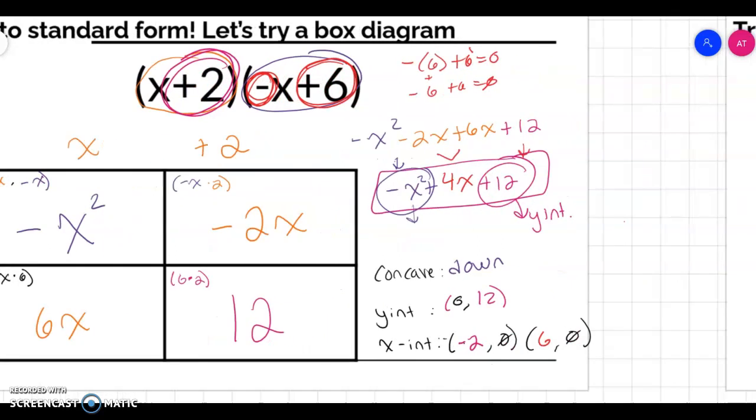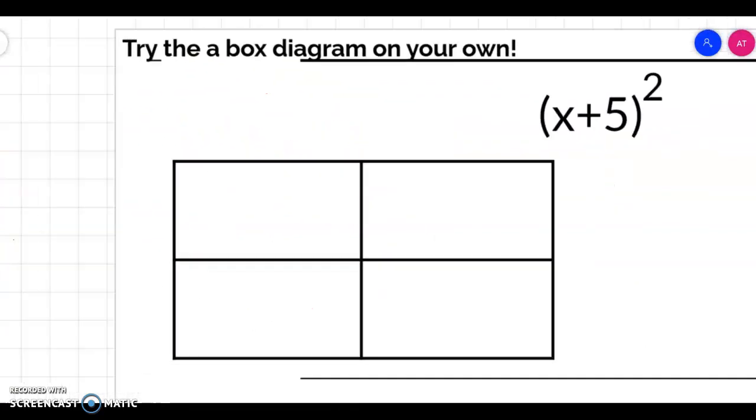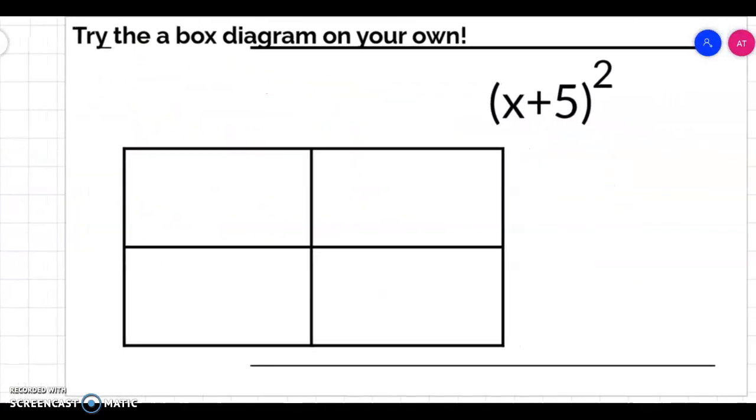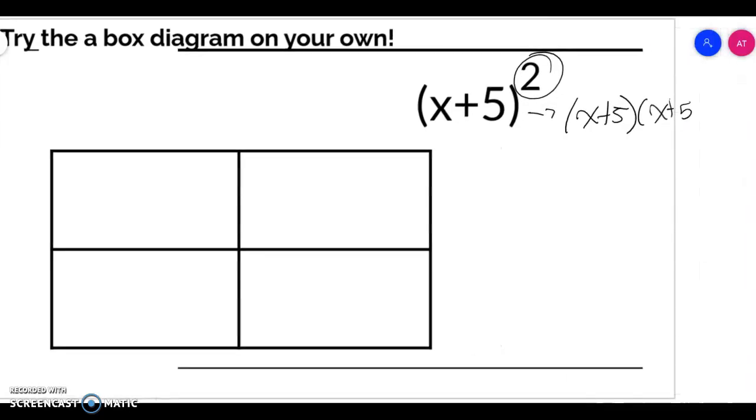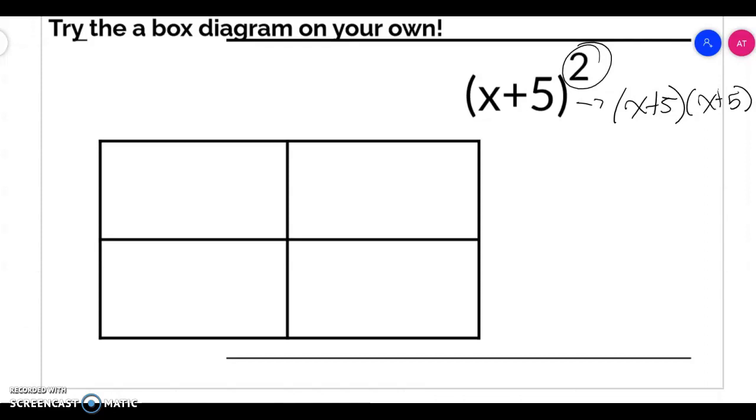Now let's try this last one here. I have x plus 5 squared. I don't have a second set. Actually, I do. This 2 tells me that there's 2 sets of x plus 5. So now I can put it in my box. I'm going to put x plus 5, and then x plus 5.